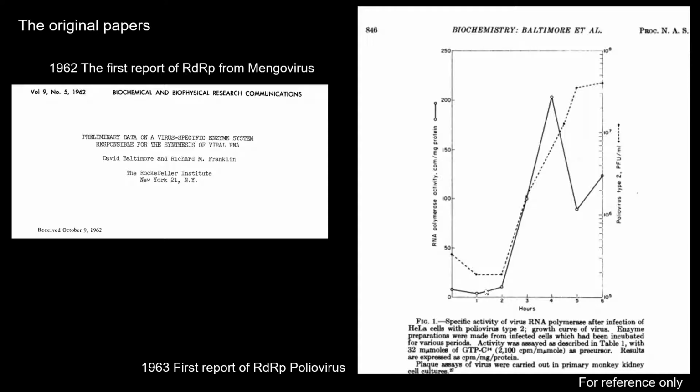When we're talking about the replication or the synthesis of RNA or the transcription of the RNA in the virus, it was a controversy how this RNA material is actually replicated in the cell, because that was not very clear. So this was David Baltimore, and he was a graduate student at Rockefeller Institute with Richard Franklin. This is the original paper from 1962.